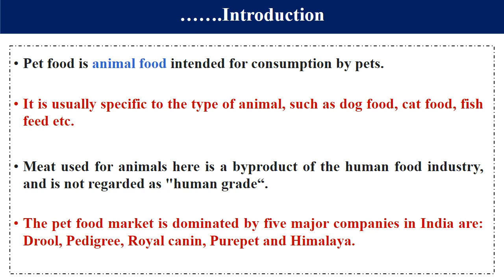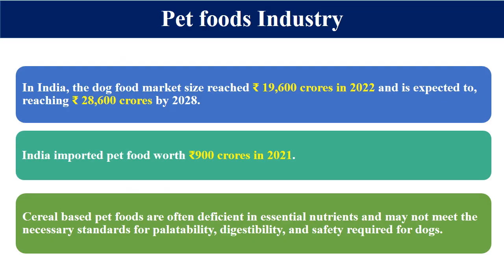And the pet market in India is mostly dominated by a few companies like Drool, Pedigree, Royal Canin, Pure Pet and Himalaya. These are some of the well-known brands which are dominating the supply of ready pet foods. So briefly let us know about the pet food industry.